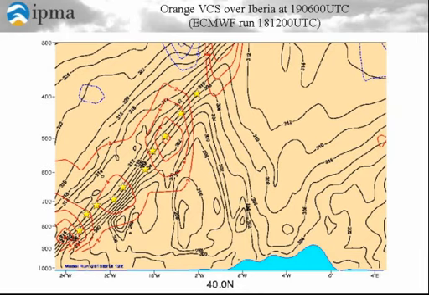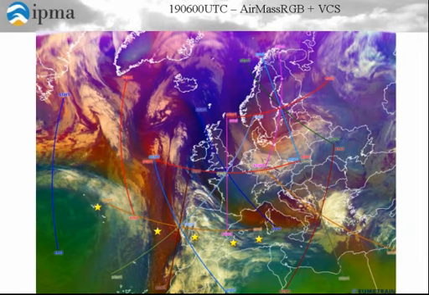Another interesting feature is this one here over Iberia. It's already in an occlusion phase. So we have somehow this V shape in the isentropes. So this one is over Iberia. So now I'm going to show you this pink one over North Europe.